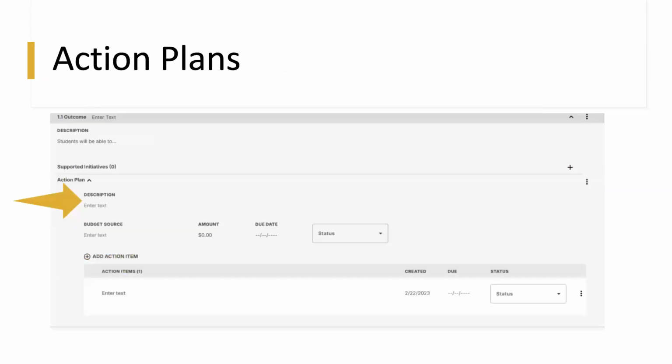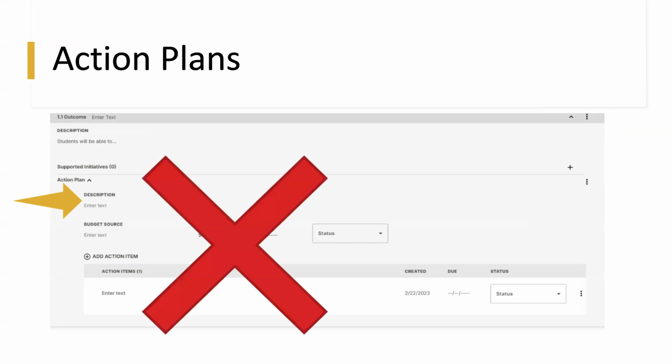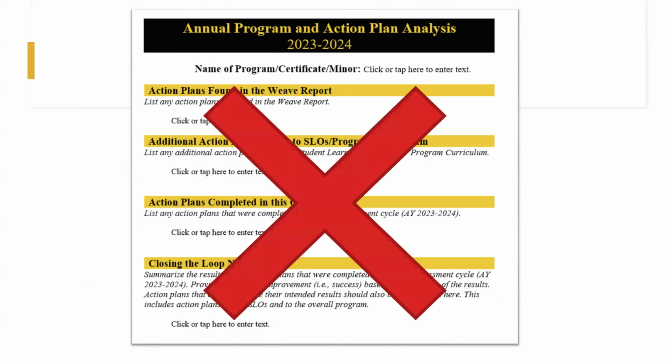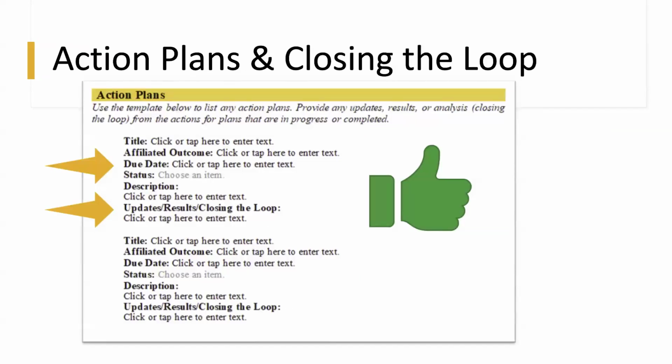Okay, so another thing that's changed locations are the action plans. This is what the action plan looks like before in Weave. You could have either put it in Weave like this or in that analysis document. Moving forward, we're asking that you don't include it in Weave and that instead you just go ahead and put it in the analysis document. Something else, the analysis document used to break down all those action plans and the closing the loop into multiple sections. We've also gotten rid of that. So now it's all consolidated into one action plans section.